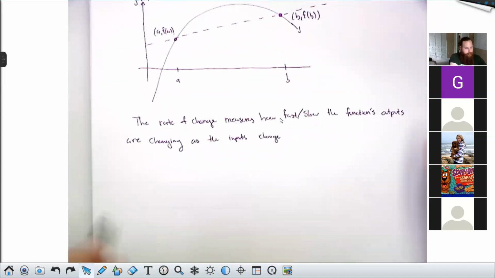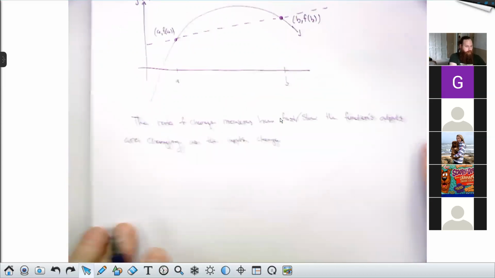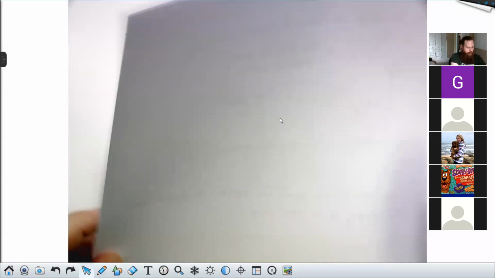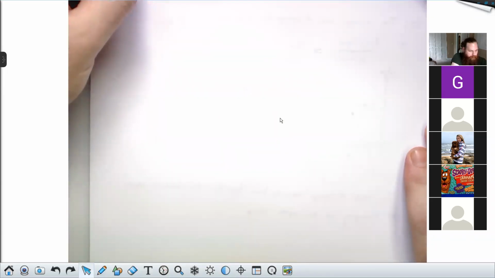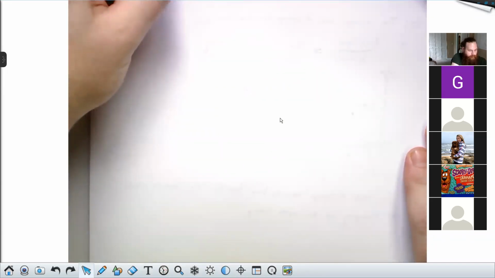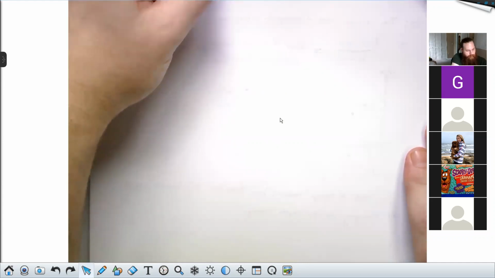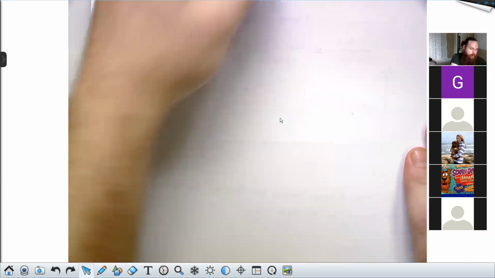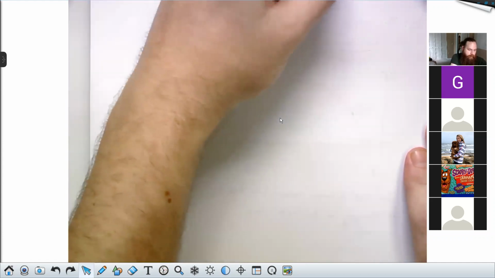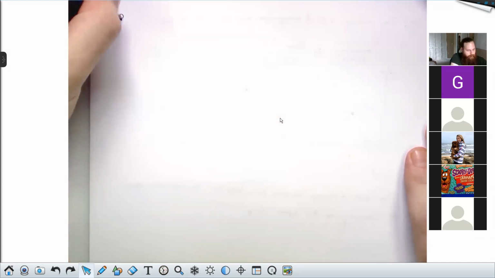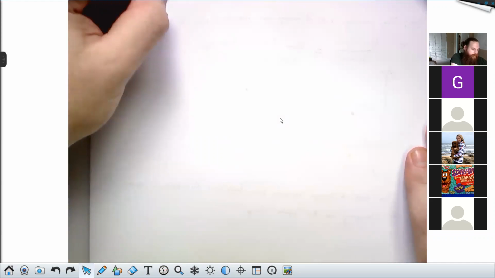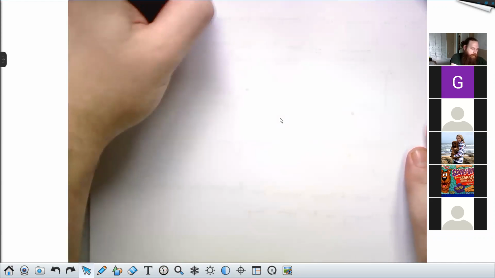Imagine you've got 3 people. So I'll use a fresh page for this. Imagine we have 3 people running in a race. Person A, I'll call the first guy. This person runs at a constant speed?